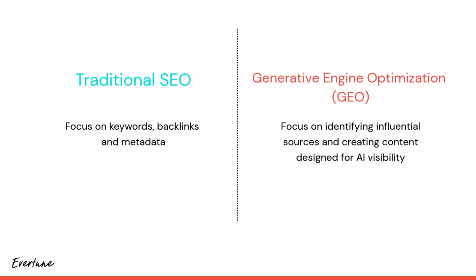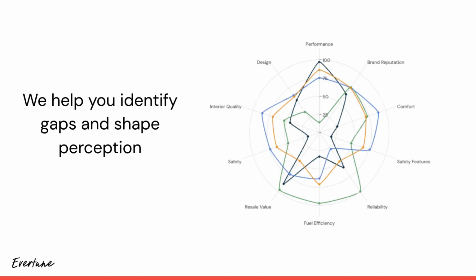This changes everything for marketers. Traditional SEO focused on keywords, backlinks, and metadata to rank on Google. But LLMs don't search like that. They generate responses from semantic understanding. A brand's reputation isn't just about its website anymore. It's about every mention, review, and comparison across the entire internet. Generative engine optimization, also known as GEO, focuses instead on identifying the most influential sources shaping AI's perception and creating content designed for AI visibility.